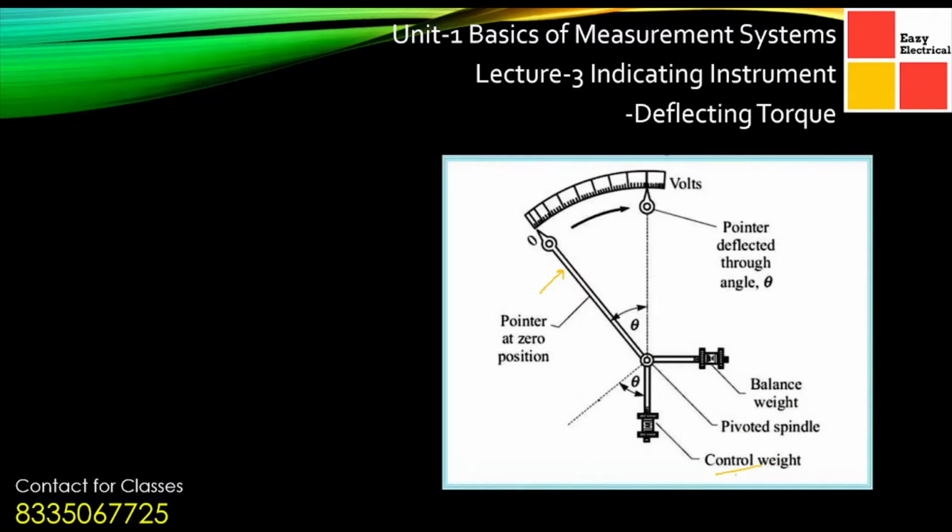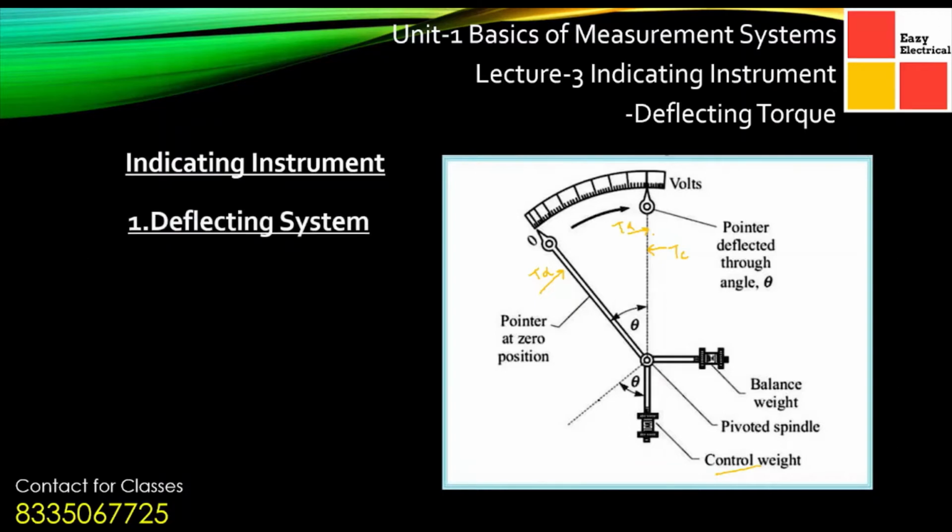Now what the control weight does is, after application of the deflecting torque, the pointer moves and reaches this position. After reaching this position, the pointer gets stabilized. Here, the deflecting torque and the control torque become equal. That is the reason why in this position the pointer gets stopped. Here the control weight is used to control the spindle or the pointer in this position.